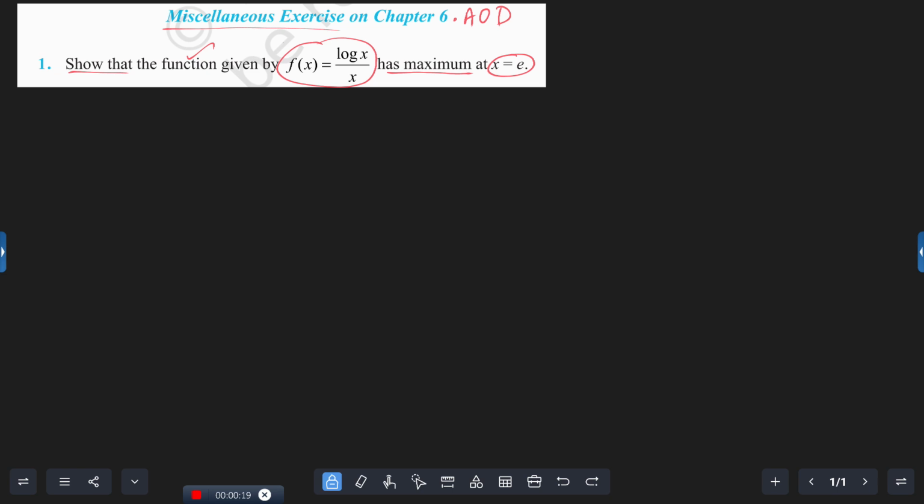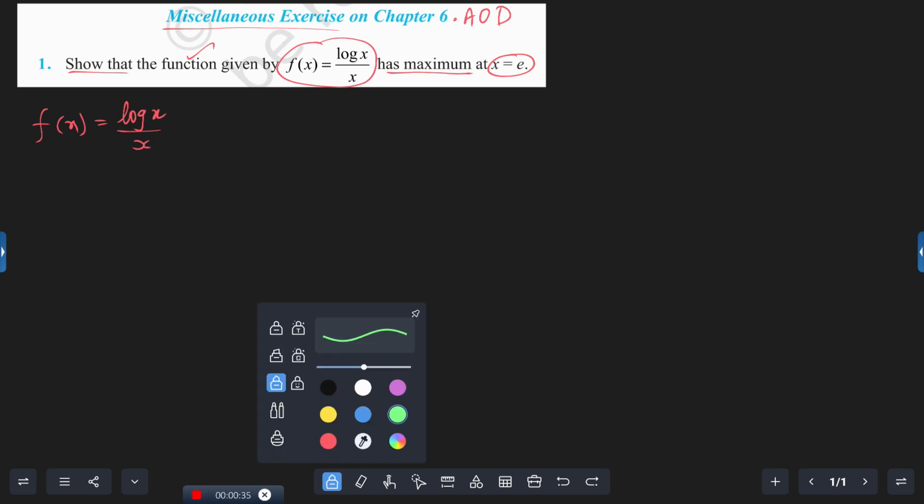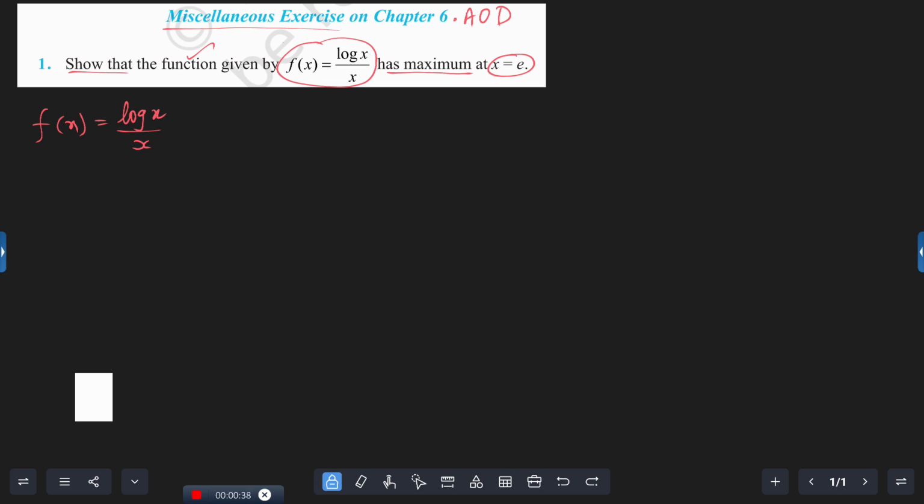So we have to prove a maximum value at x equal to e. First, take f of x is equal to log x divided by x. We don't want to find the x value, as it is given here. Only at this value do we have to show it is a maximum. It means that in the double derivative, when you substitute x equal to e, you will get less than 0.